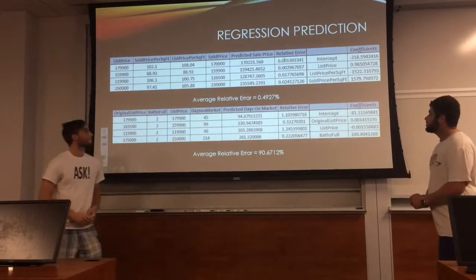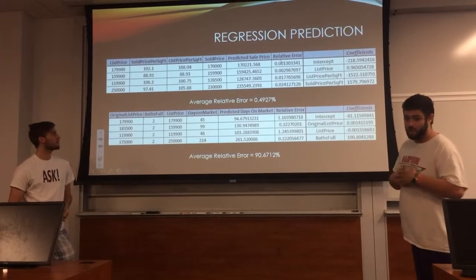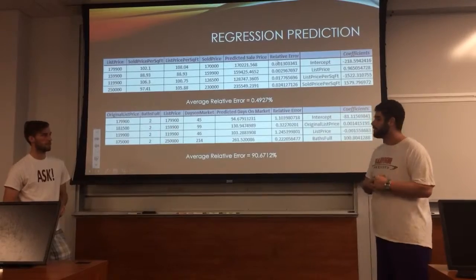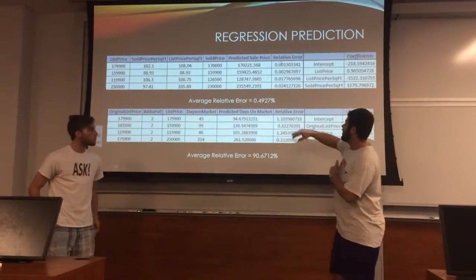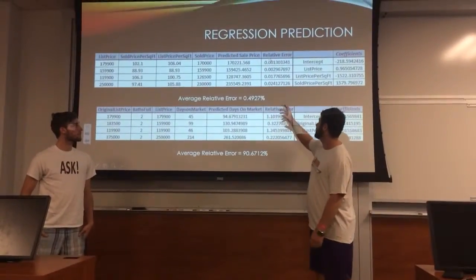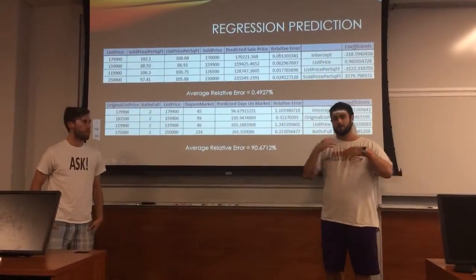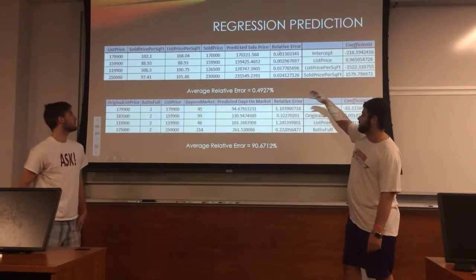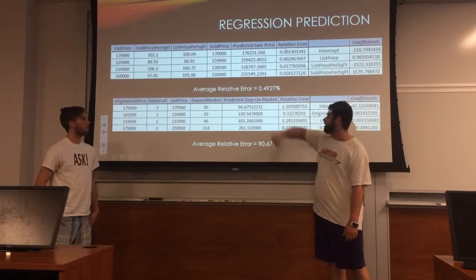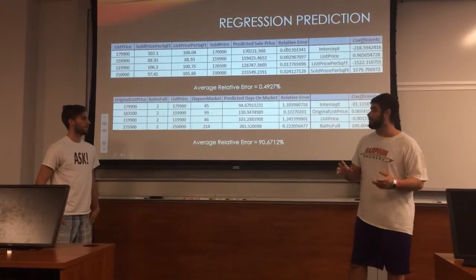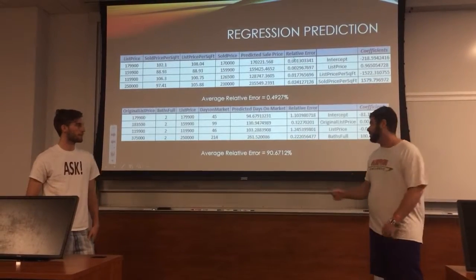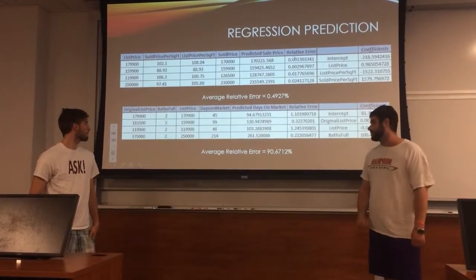So then we used the regression analysis to predict what the sale price would be for different homes. We compared the predicted sale price to the actual sale price to get a relative error between the model and the true data. As you can see, for the good regression model for sale price, we got an average relative error of like 0.5%, which is very low. Whereas with days on market, which provided a very poor model, you have a 90% relative error, which is much higher.